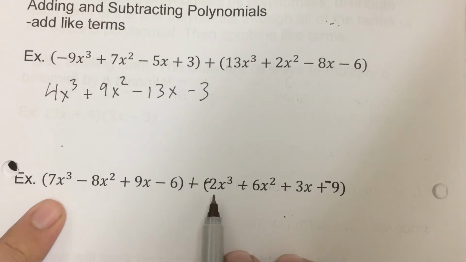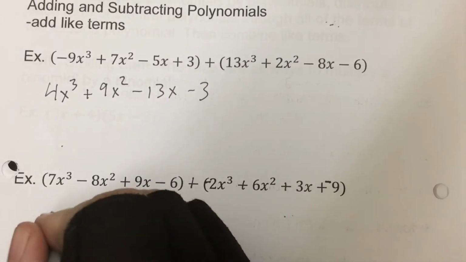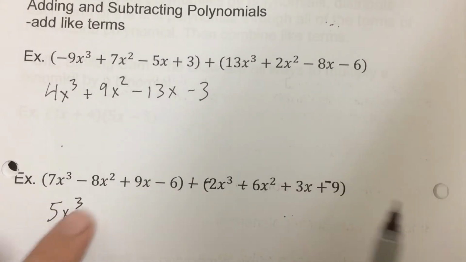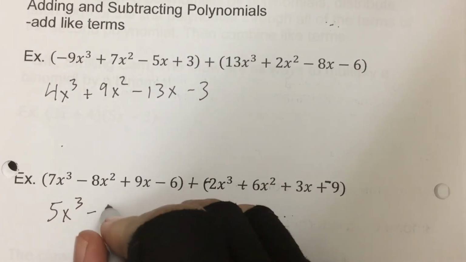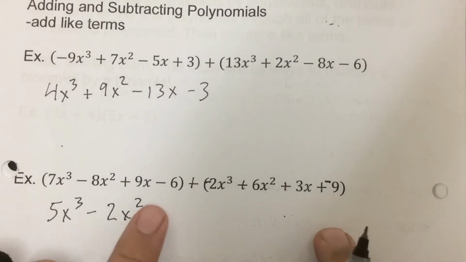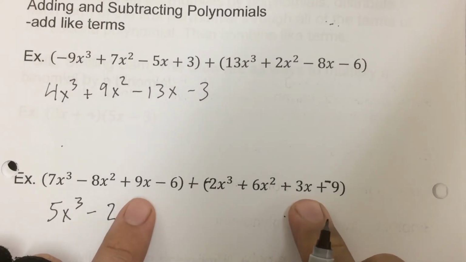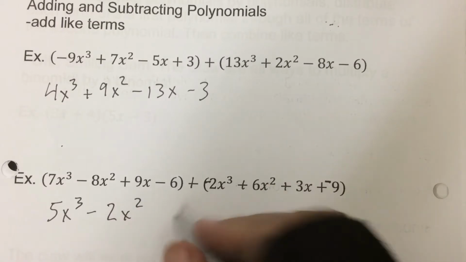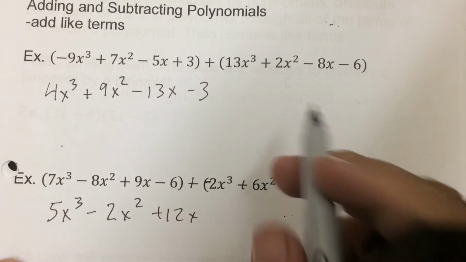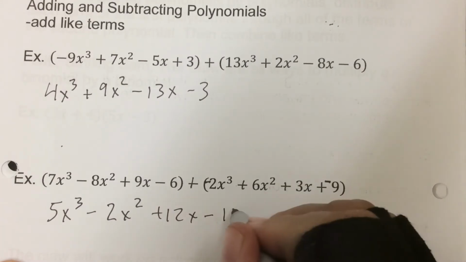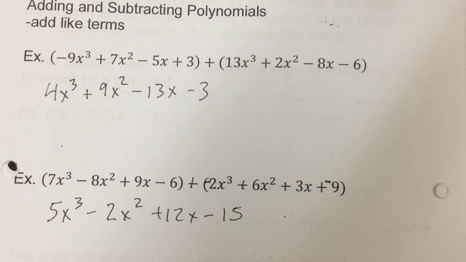So we had 7x to the third and now minus 7x to the third, or 2x to the third, sorry. So 5x to the third. Negative 8x minus 6x squared. We have a plus 9x and a plus 3x. A minus 6 and a minus 9. So, questions with these?